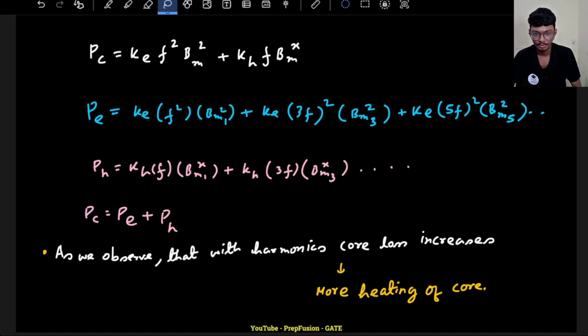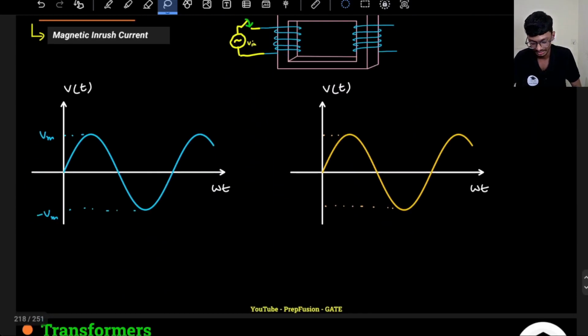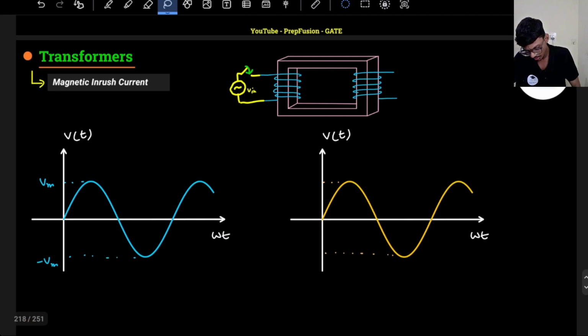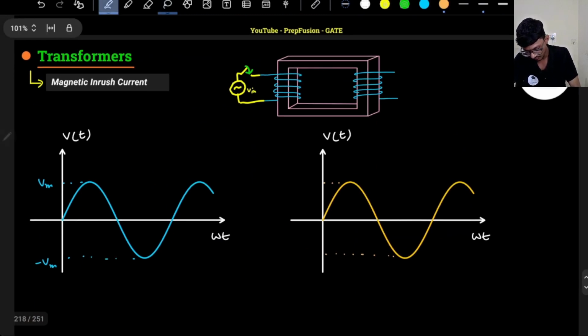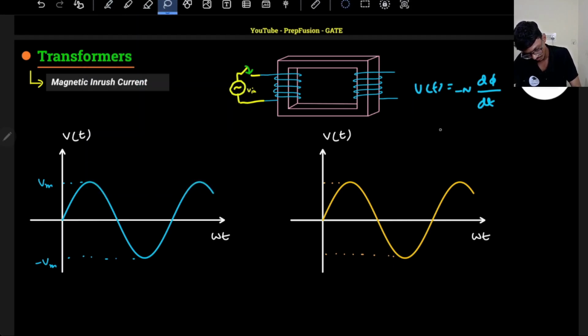So now let's discuss the next thing, that is magnetizing inrush current. What is magnetizing inrush current? We know that our induced EMF voltage V of t is d phi by dt. But what if I want to derive flux? The induced EMF will be minus n d phi dt. What about the flux? If I am applying a voltage, what will be the flux value?